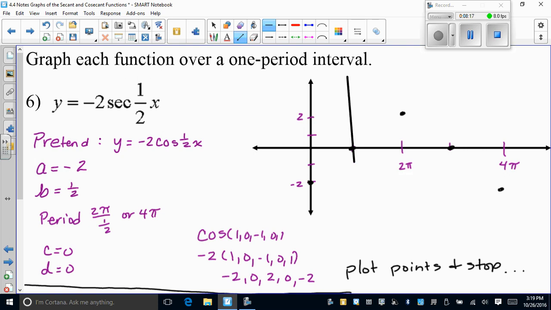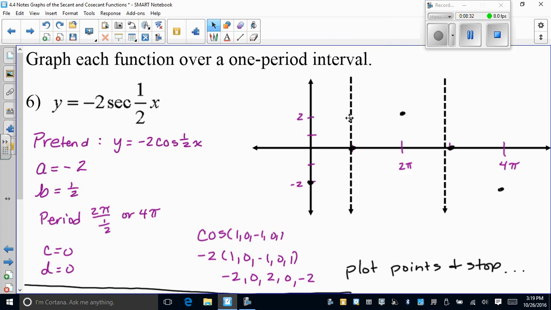And I have another one here. Let me straighten those things out. This guy needs to be moved over. But we have nice little vertical asymptotes going. That's the first step.